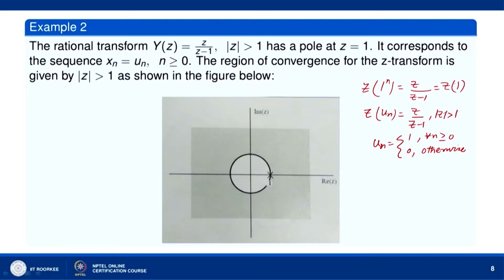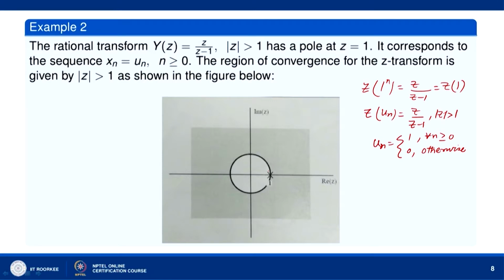Okay. So, this is the Z transform of the sequence u[n], n greater than or equal to 0. The region of convergence for the Z transform is given by mod of Z greater than 1. The region outside this circle mod Z equal to 1, and you can see this region is bounded by this circle which has a pole at Z equal to 1.